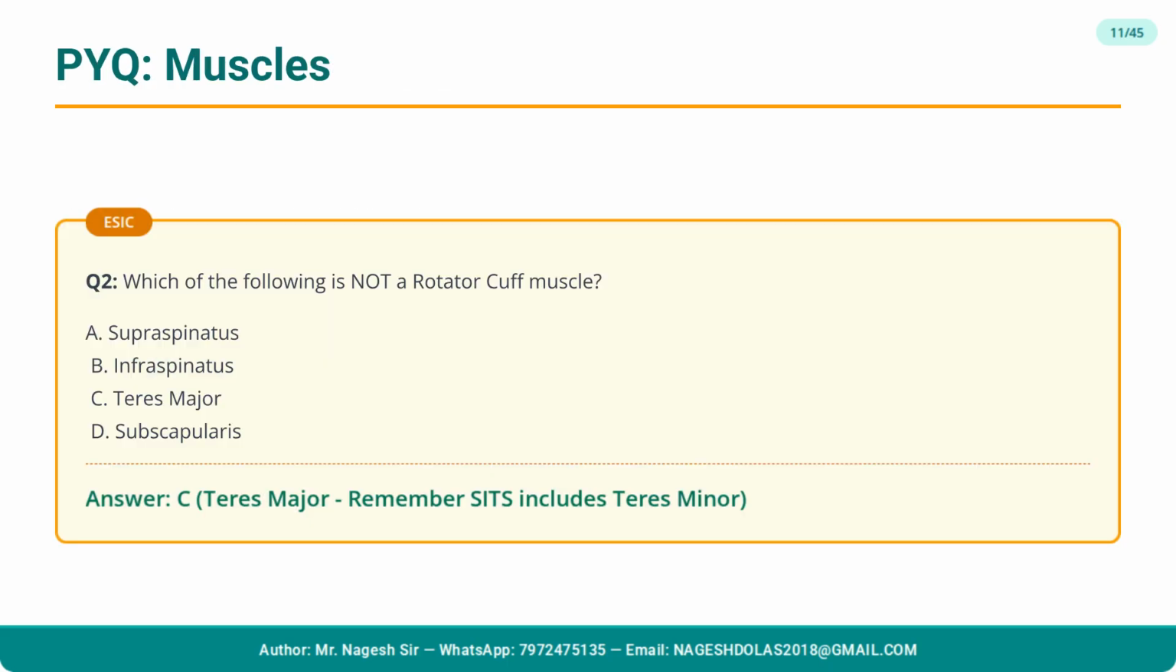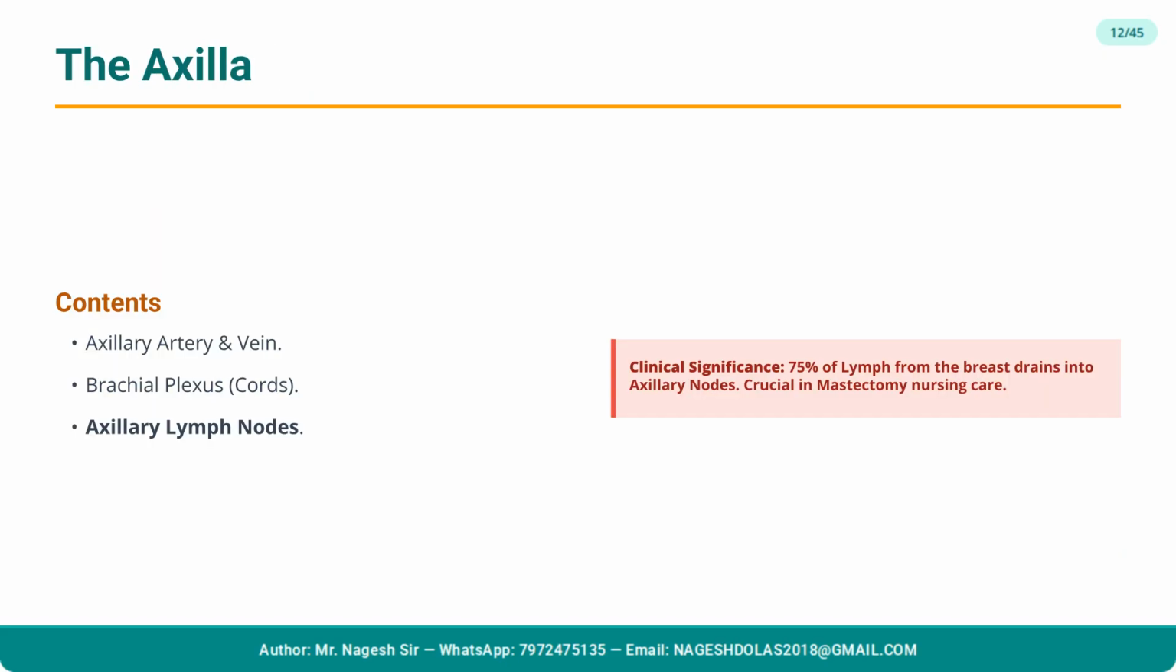Which of the following is not a rotator cuff muscle? The correct answer is C, teres major. Remember, the SITS mnemonic includes teres minor. The axilla contains the axillary artery, vein, brachial plexus cords, and lymph nodes. Clinically, 75% of breast lymph drains here, which is crucial knowledge for mastectomy care.